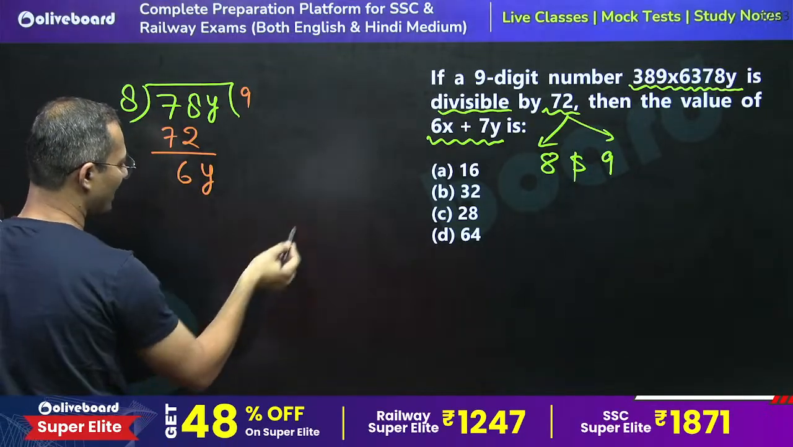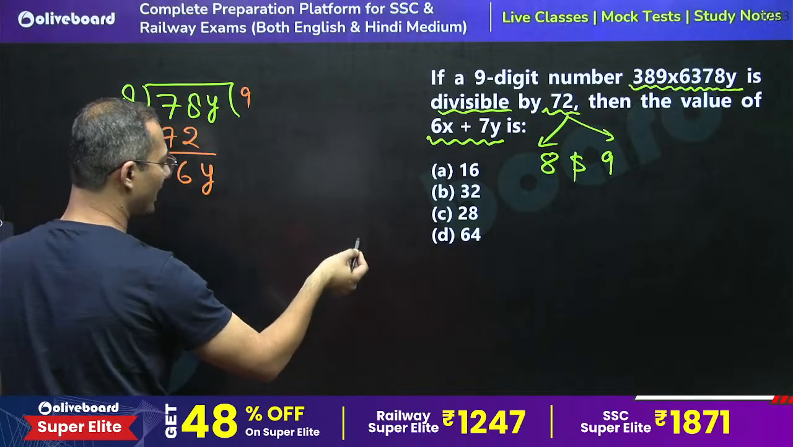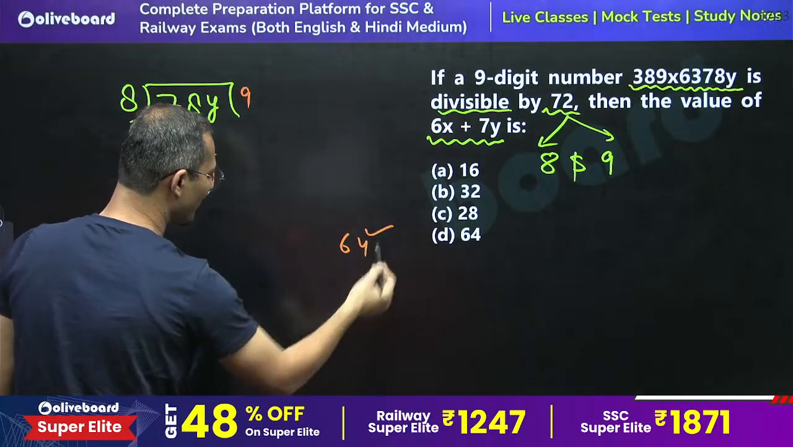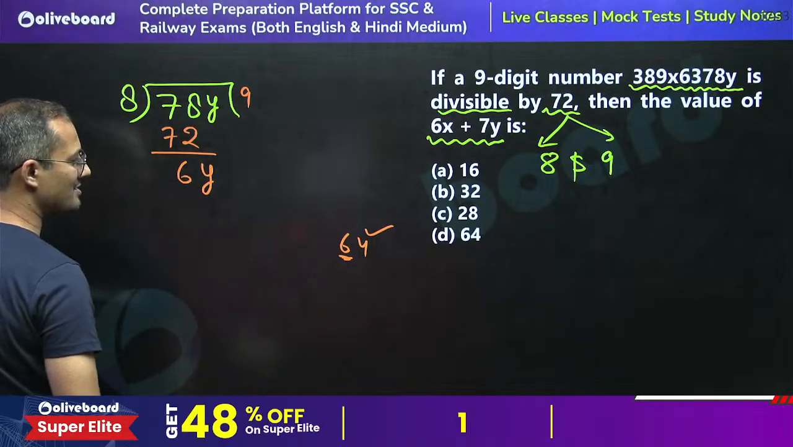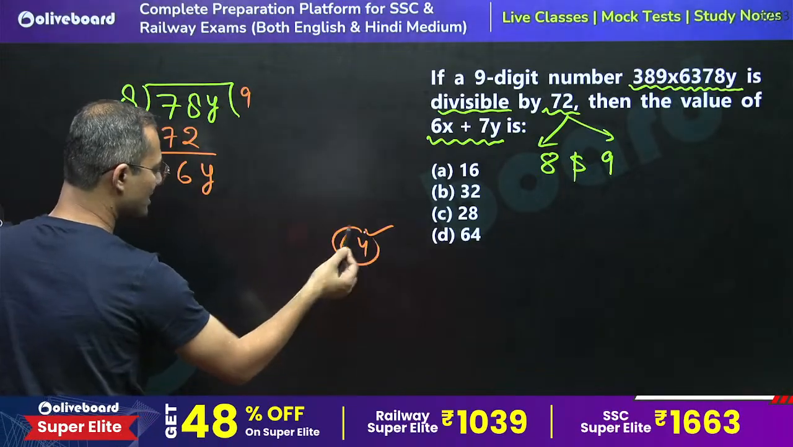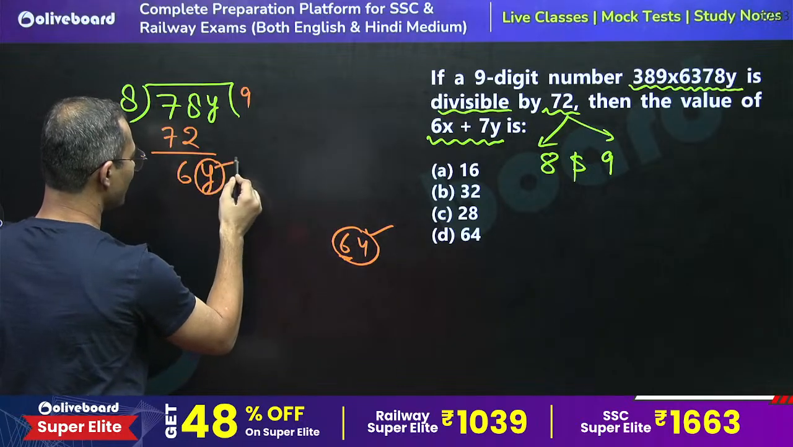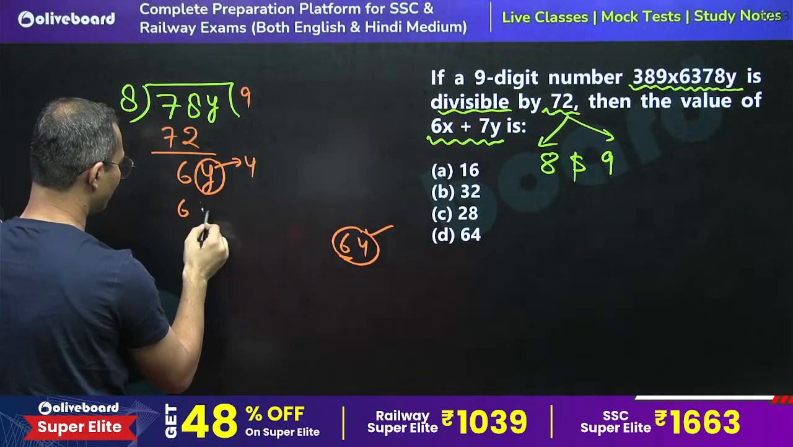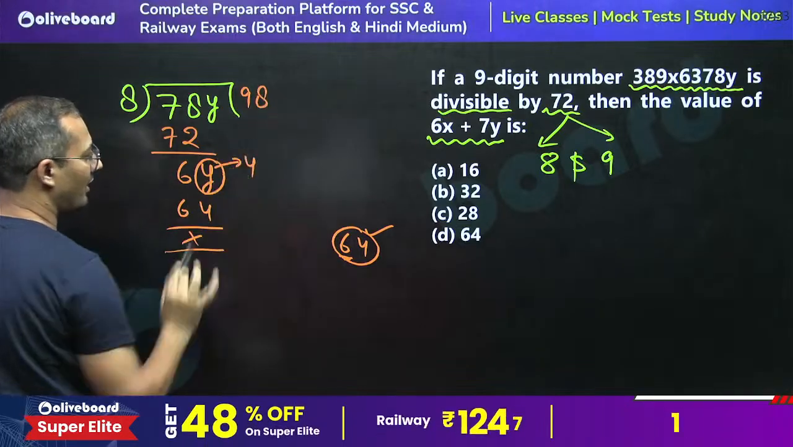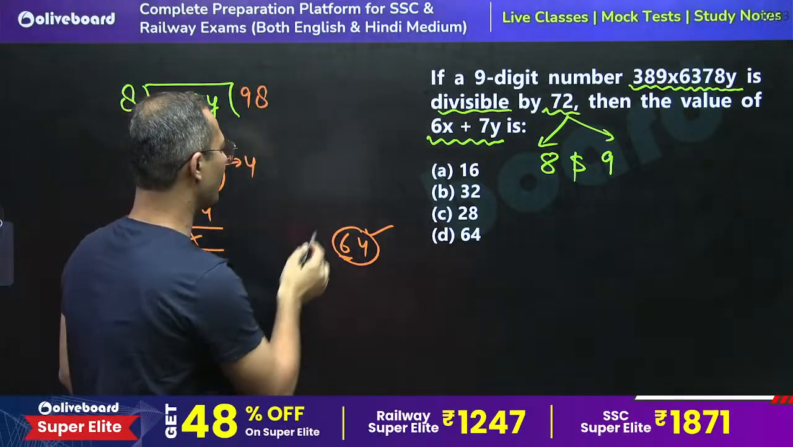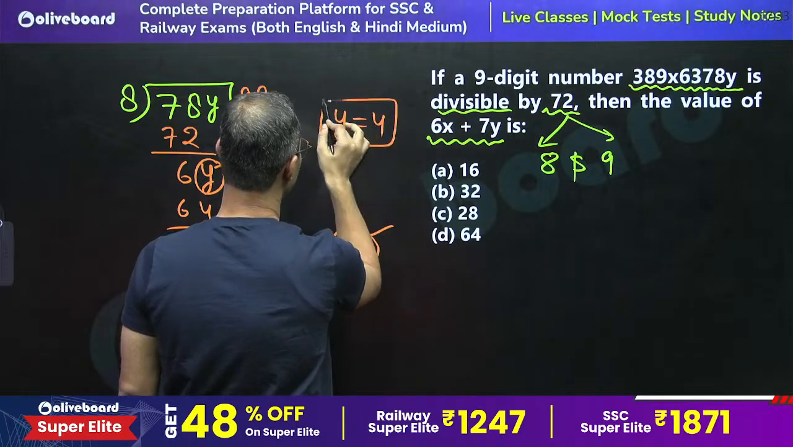When we read the table of 8, we get 64, right? So the unit digit must be 4 when we have 6 at the tens place. So 64 is completely divisible. So we can take y equal to 4, so that the number will be completely divisible by 8, right? So the value of y is going to be 4.